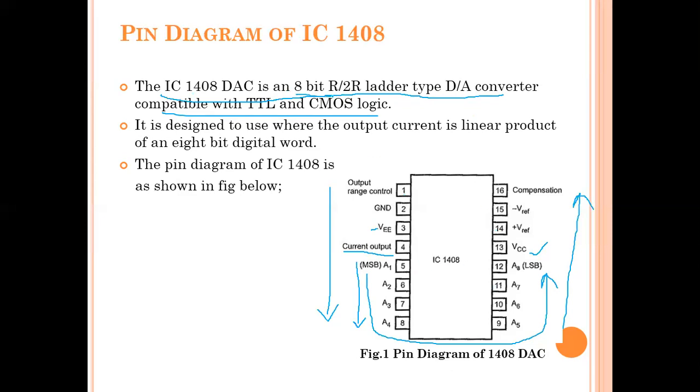Since it is 8-bit, here we are using 8 input terminals starting from A1 to A8. As we mentioned, the 4th pin is the current output. Here it is shown that this 1408 IC has a current output which is a linear product of the 8-bit data word, so the current output is produced with respect to the linear 8-bit digital word. This is the pin diagram that we have shown.